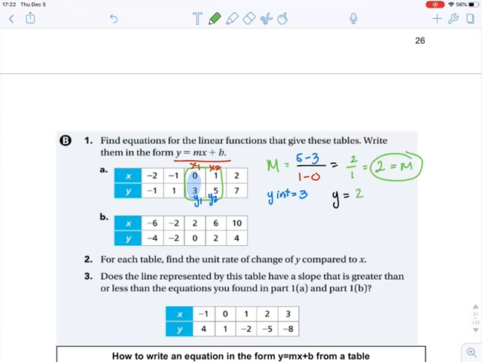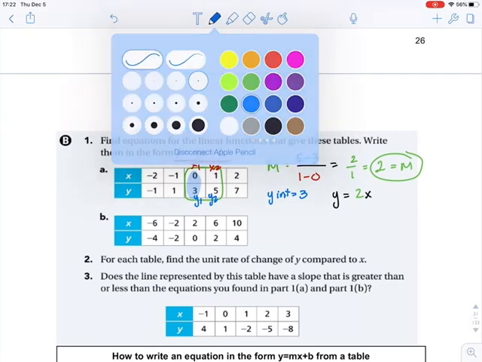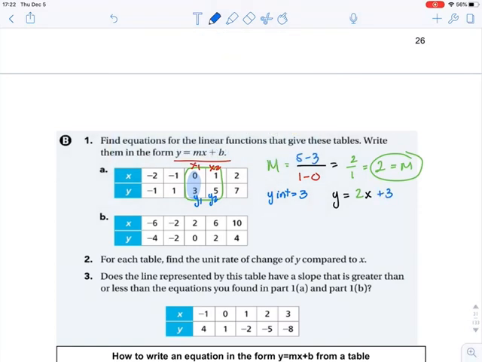Y equals 2x and then plus 3. Again, you should be pausing this and giving it a try on your own if you are comfortable with this idea.